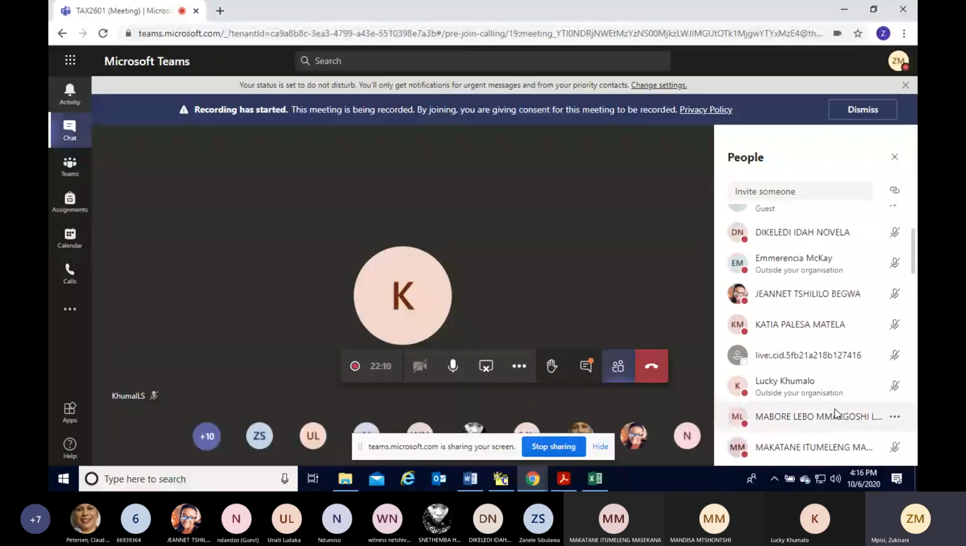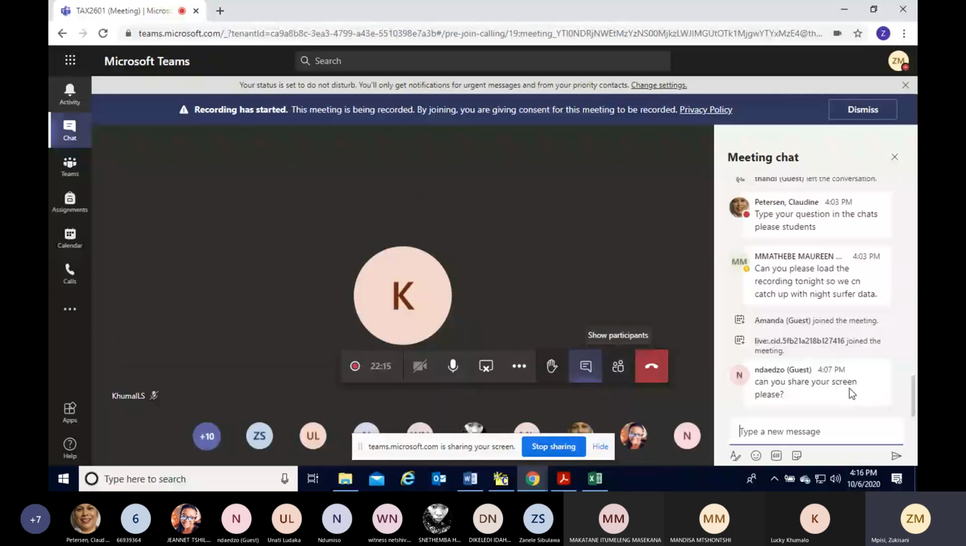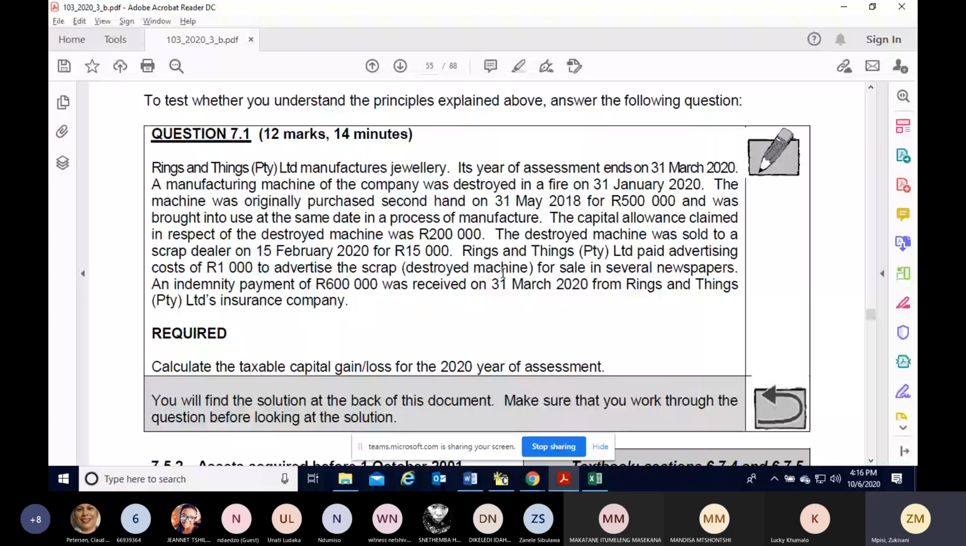Sorry, I just wanted to quickly look, because I want to see when we have the lecturer on board so that I can know. Yeah, I'm not sure if everyone is able to see the screen.